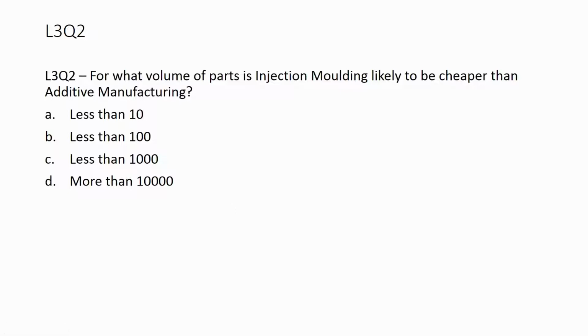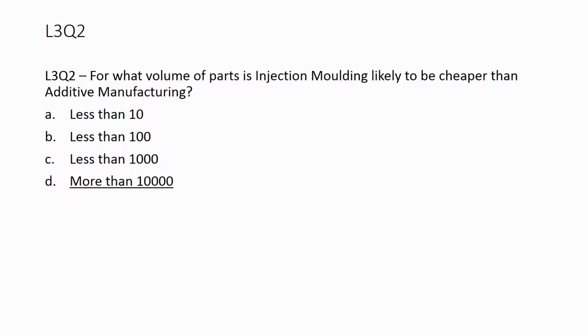For what volume of parts is injection molding likely to be cheaper than additive manufacturing? A, less than 10; B, less than 100; C, less than 1,000; D, more than 10,000. The answer is D.